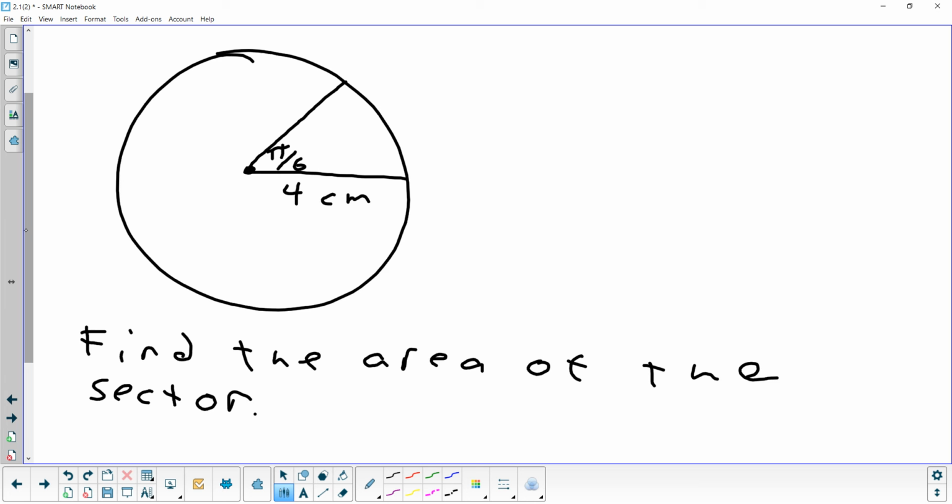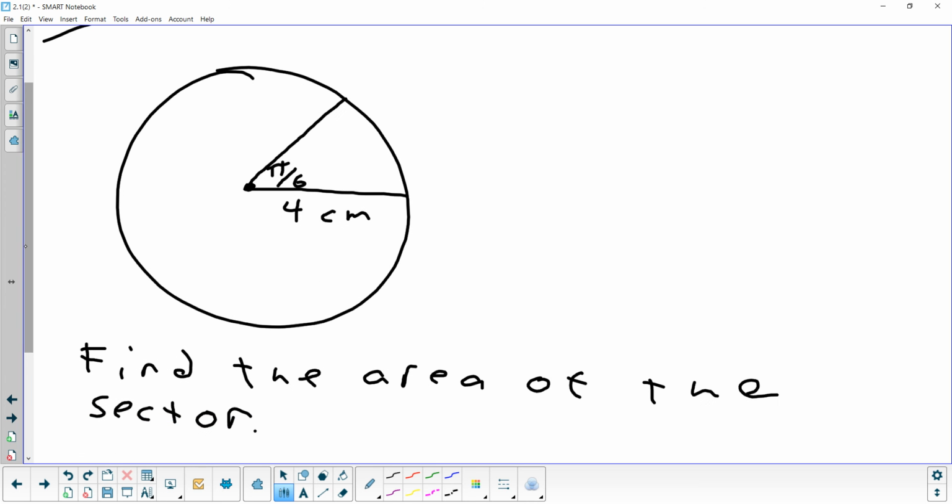Okay. So first thing when you look at it, read the directions and say, okay, do I need the arc length formula or do I need the area formula? This problem says find the area. First thing I'll do is write it down.